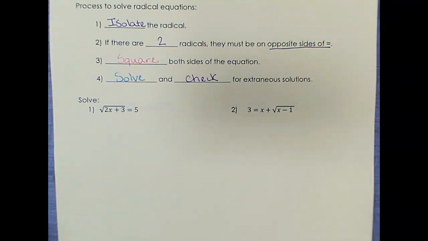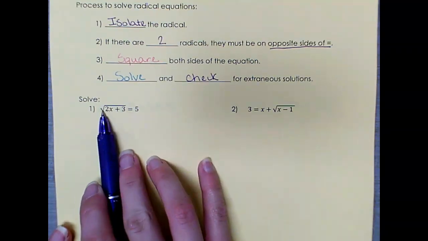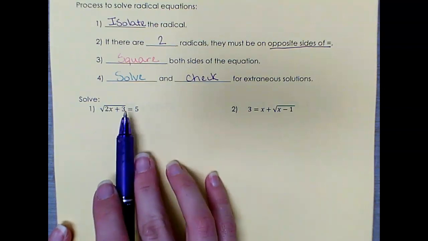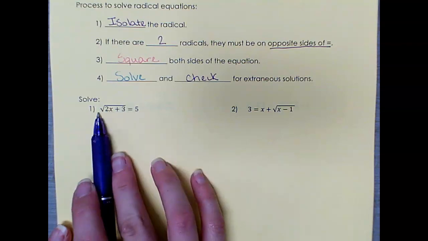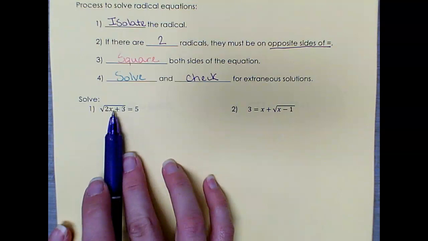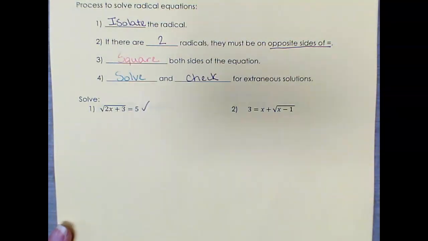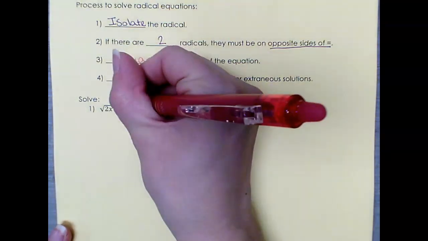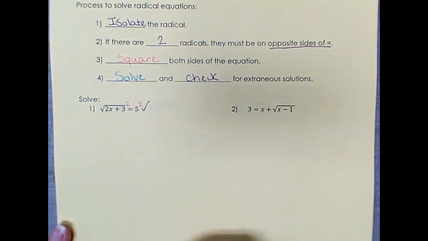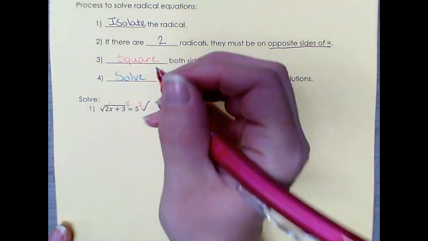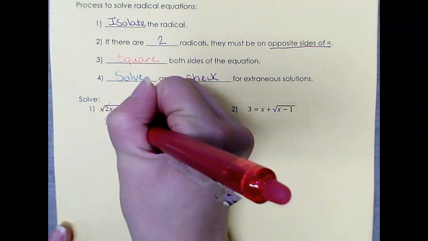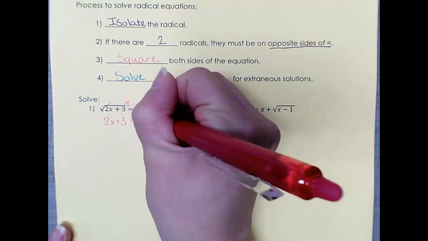First step is to isolate the radical, or if there are 2 radicals, put them on opposite sides. So here's my radical. There's nothing else on this side of the equal sign except for the radical and the radicand. There's no plus 7, there's no divided by 5, there's nothing like that. So this is isolated. This is the way that we need it to be. Now the next step is to square both sides of the equation. So I'm going to square the left side, square the right side. And what happens when you square a square root? Remember that they cancel out. So we're left with the radicand, 2x plus 3 equals, and 5 squared is 25.